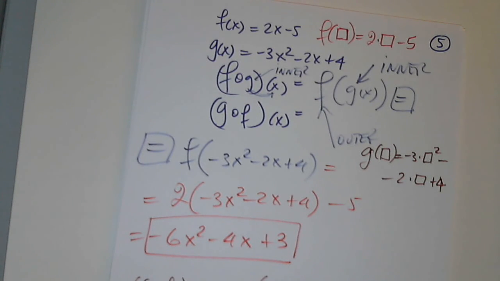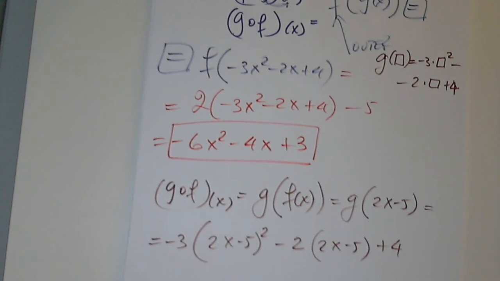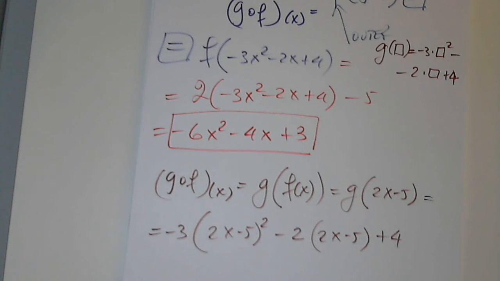Any questions so far before we finalize this? I cannot leave it like that. I have to square and I have to multiply by negative 3. I have to distribute negative 2, and so on. So how many terms do we get? That's why we discussed that at the very beginning. How many terms do I get when I square 2x minus 5?